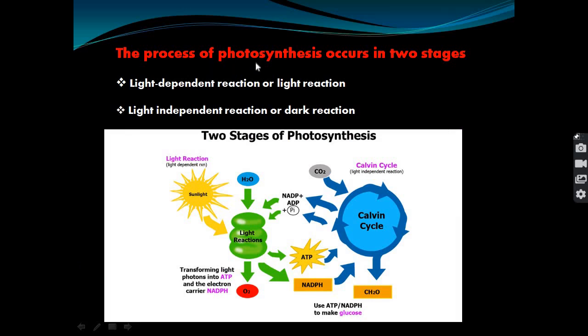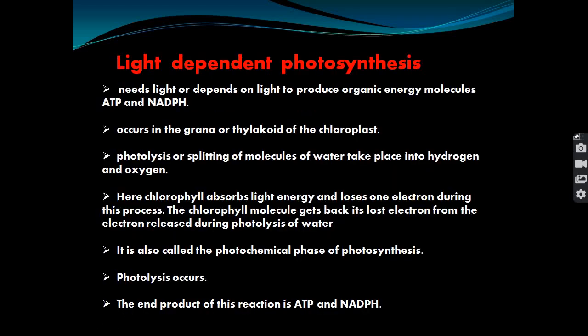The process of photosynthesis mainly occurs in two stages. One is light dependent, or the light reaction. The second one is light independent, or the dark reaction, also called the Calvin cycle. So coming to light dependent photosynthesis, how does it occur and where does it actually occur?